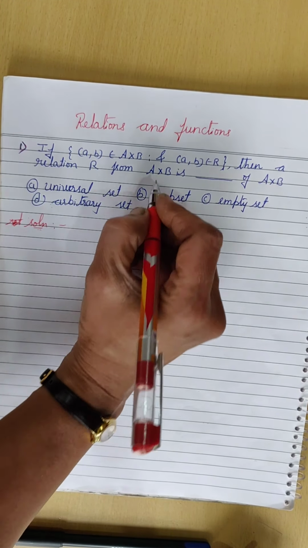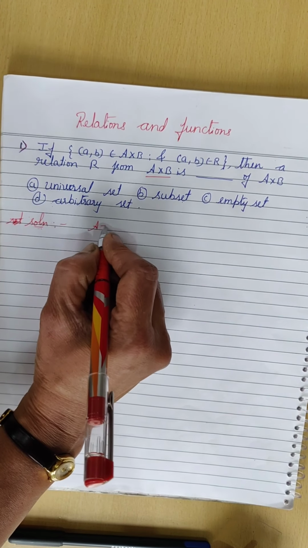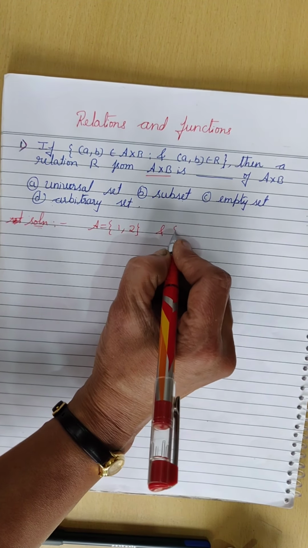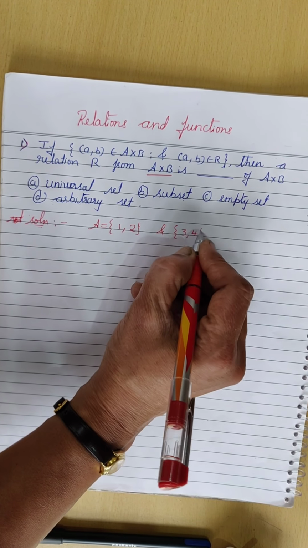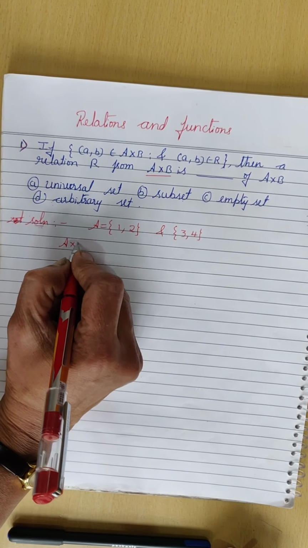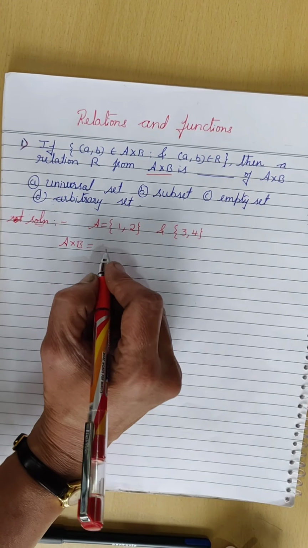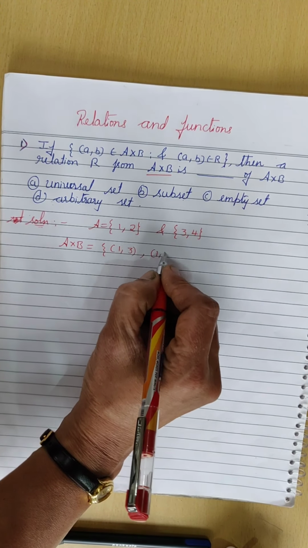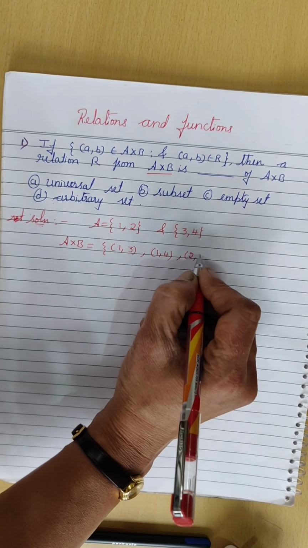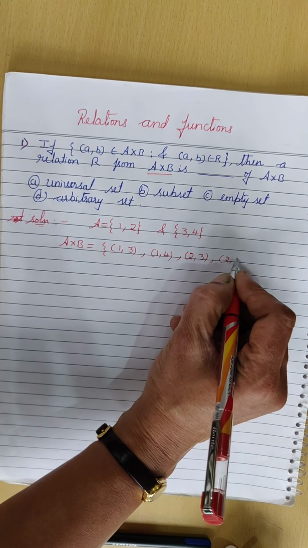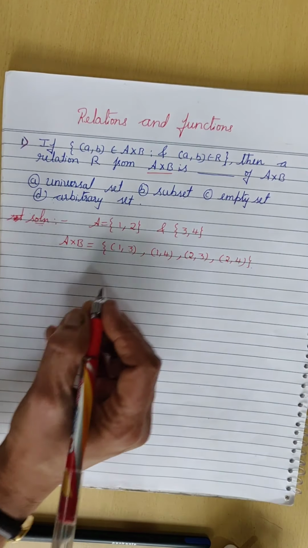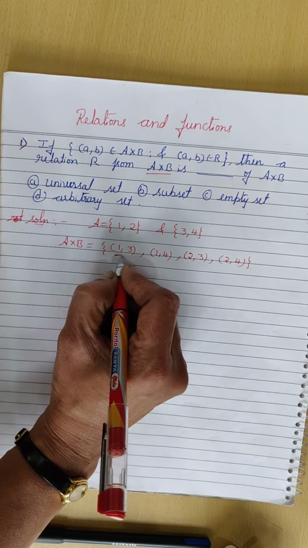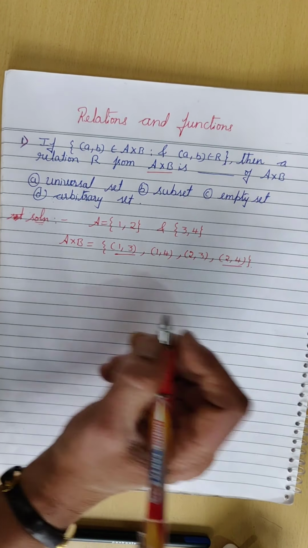Let us take any two sets, A as {1, 2} and B as {3, 4}. Let us find A cross B, which is equal to (1, 3), (1, 4), (2, 3) and (2, 4). Now I will choose two ordered pairs, (1, 3) and (2, 4).